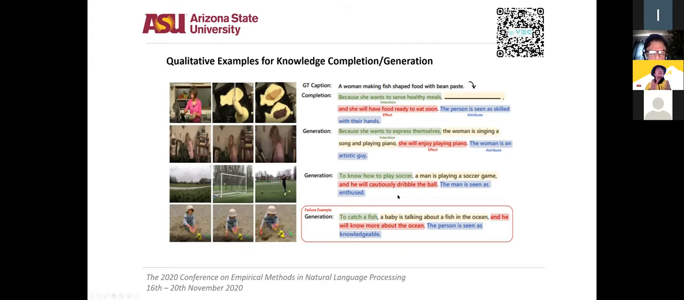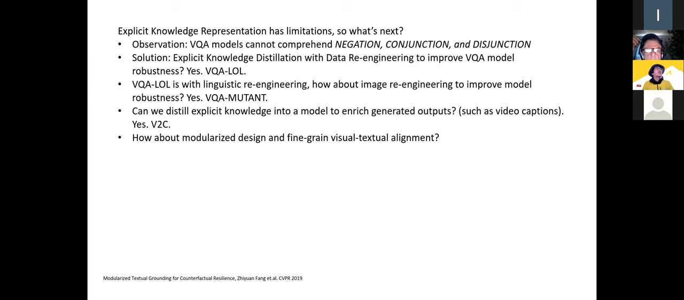So let me quickly describe the exciting part of it. With this model, we can not only tell what is actually happening in the video, but also somewhat tell a story. This story contains the cause, because she wants to serve healthy meals. Then a woman making fish-shaped food with bean paste. And then the effect is she will have food ready to eat soon. And there's the attribute, the person is seen as skilled with their hands. This augmentation is made possible by combining a large video captioning data set with the relatively large common sense reasoning atlas provided by Allen AI. So this is using explicit knowledge to enrich generated output.